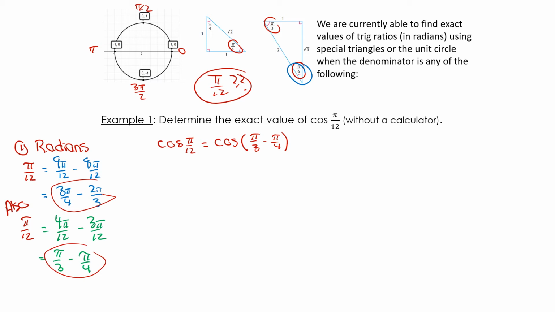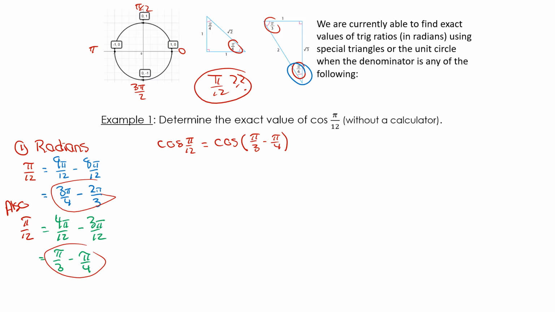What is not correct right now, if you're thinking, is to distribute, for example. You cannot distribute a function. So I can't distribute cos and say, well, that's cos of pi over 3 minus cos of pi over 4. It's not. We can't distribute functions like that.